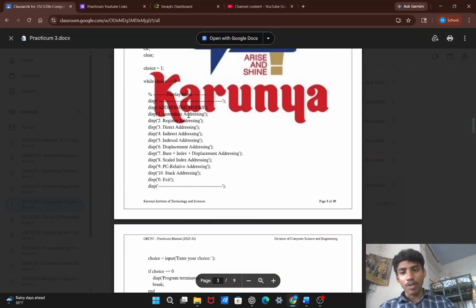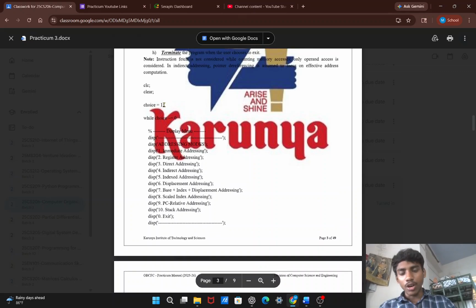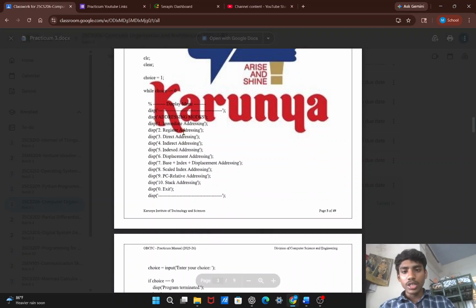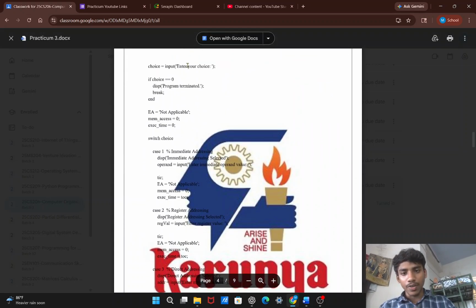So first we have to start by clearing the window, and we are using the while loop to loop it n number of times until the user chooses exit. So the menu of addressing modes: immediate addressing, register addressing, direct addressing, indirect addressing, indexed addressing, displacement addressing, base plus index plus displacement addressing, scaled index addressing, PC relative addressing, stack addressing. Totally here we are going to deal with 10 addressing modes. So first we want to enter choice.